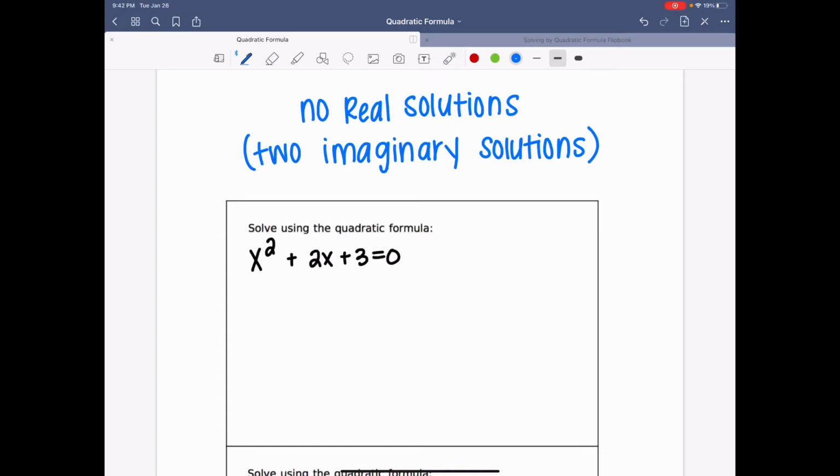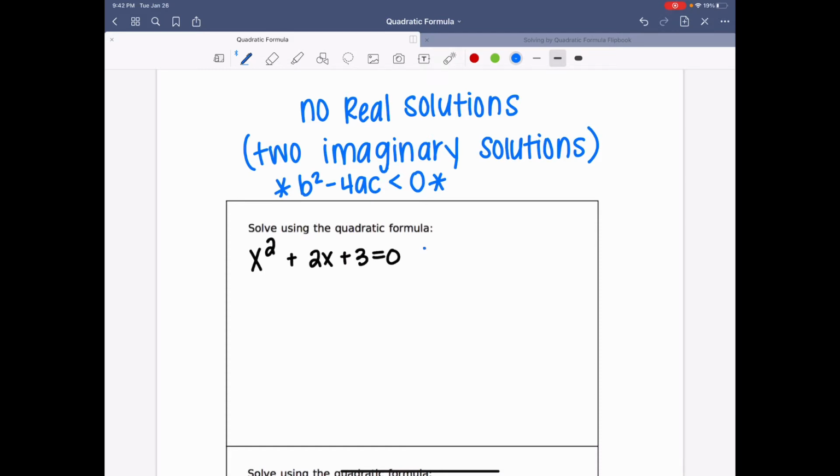Now let's look at an example where there are no real solutions. That means there are no x-intercepts, the graph doesn't cross the x-axis, and when you have no real solutions, you'll find this out because b squared minus 4ac, your discriminant, is going to be a negative number, so it's going to be less than 0. Okay? Now, you won't know this until you start to use the quadratic formula.